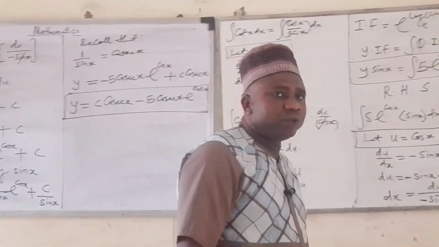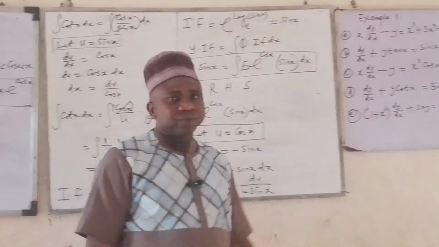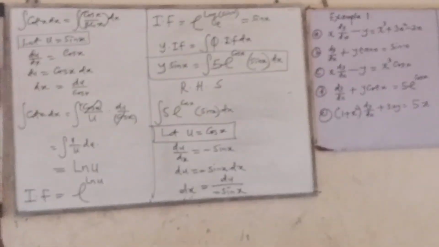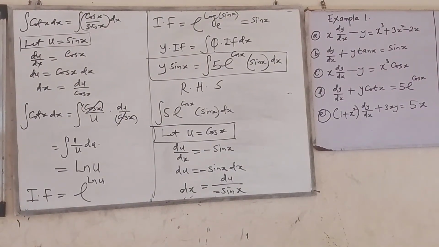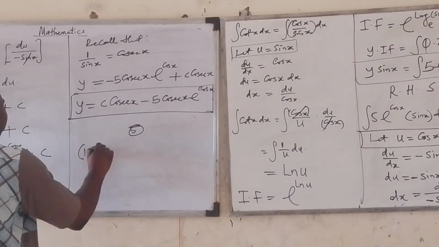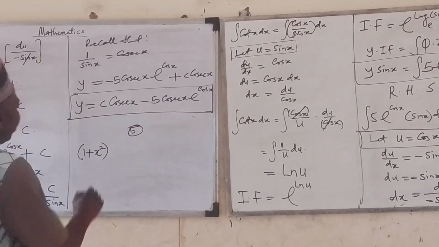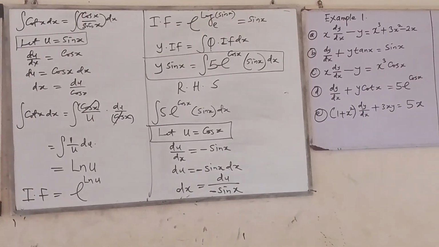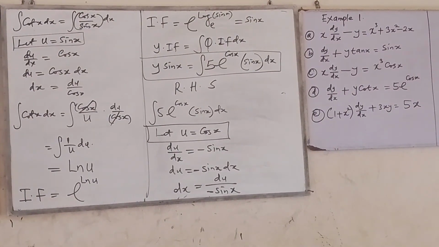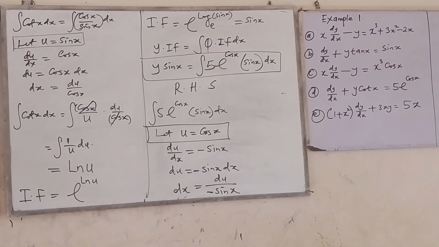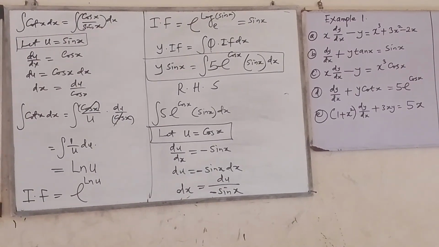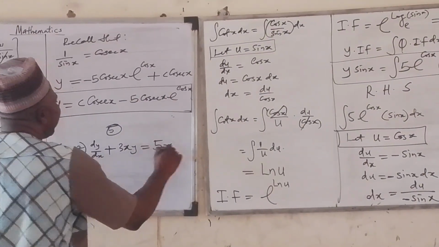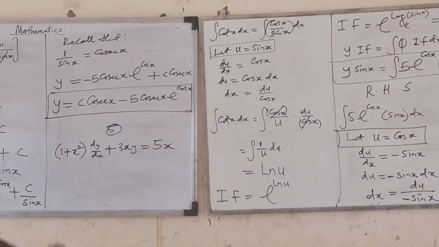So now we are going to look at the last question, that is question number 5. Now let's pick it up. Question number 5. We have 1 plus x squared, dy all over dx, plus 3xy is equal to 5x. Now, solving this.